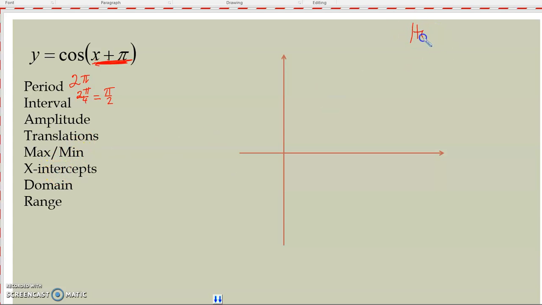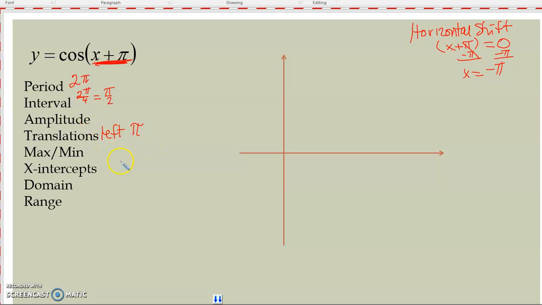Now, for the horizontal shift, you need to take what is in the parentheses, this x plus pi, and put it equal to 0 and solve it. We want to solve it for x, so we're going to move that pi over by subtracting it. And so our angle shift, or our horizontal shift, is left, because it's negative, pi.